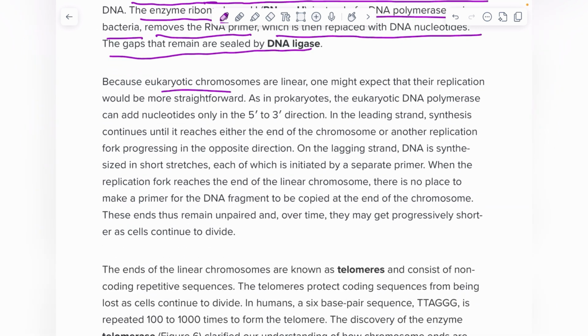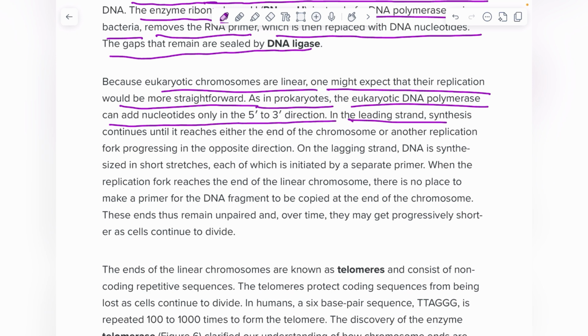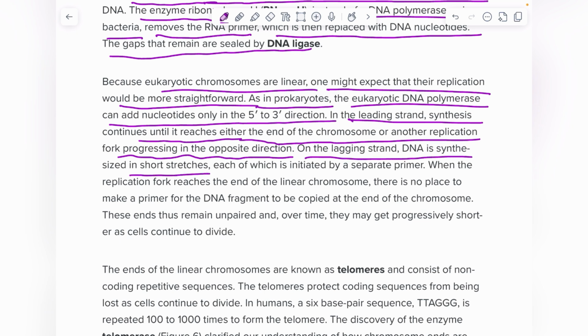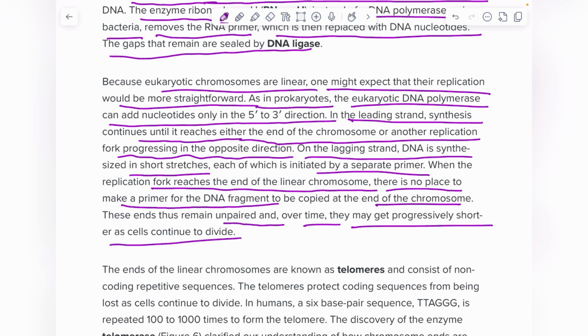Because eukaryotic chromosomes are linear, one might expect that their replication would be more straightforward. As in prokaryotes, the eukaryotic DNA polymerase can add nucleotides only in the 5' to 3' direction. In the leading strand, synthesis continues until it reaches either the end of the chromosome or another replication fork progressing in the opposite direction. On the lagging strand, DNA is synthesized in short stretches, each of which is initiated by a separate primer. When the replication fork reaches the end of the linear chromosome, there is no place to make a primer for the DNA fragment to be copied at the end of the chromosome. These ends thus remain unpaired, and over time they may get progressively shorter as cells continue to divide.